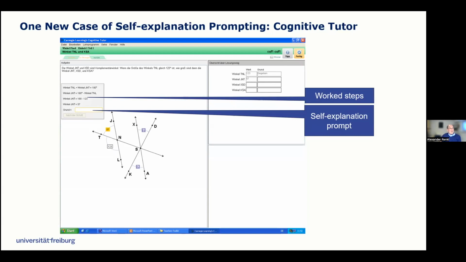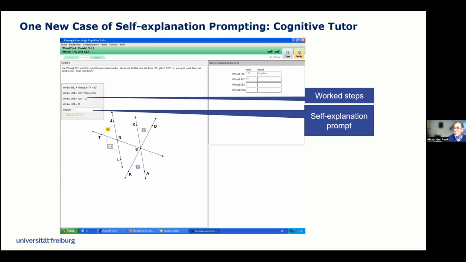And there are also self-explanation prompts. Maybe you can read here the German word Grund. It would translate into English like justification. What the students had to do is say the geometry rule that applies in this case. And if they can't remember it, they can open a glossary and search for the correct geometry rule. So it's also implemented in these cognitive tutors from Carnegie Mellon University, or Carnegie Learning, which is, I think, the company that sells this stuff.